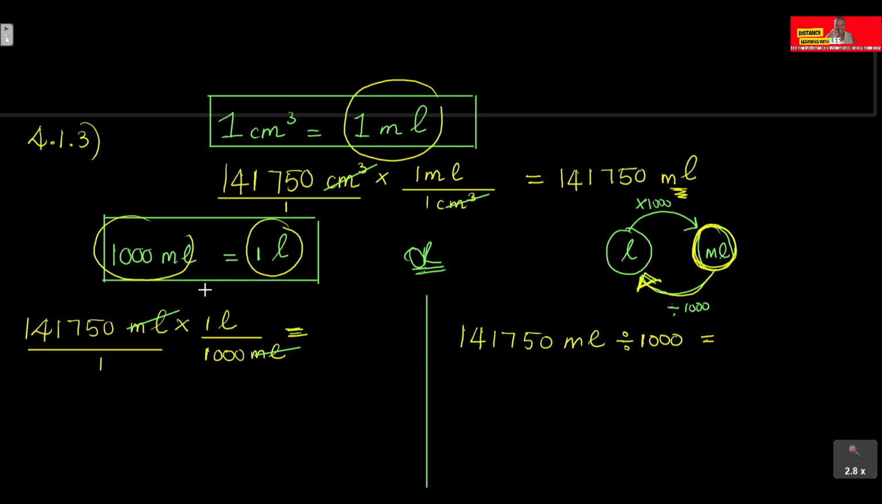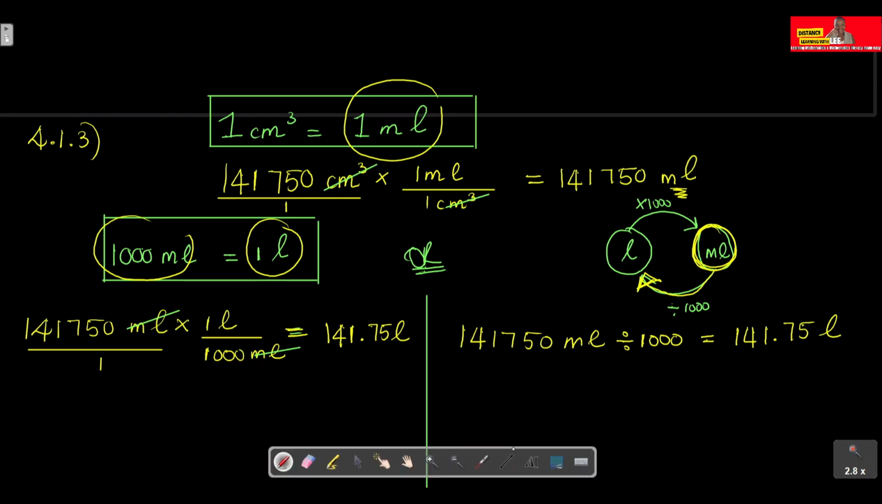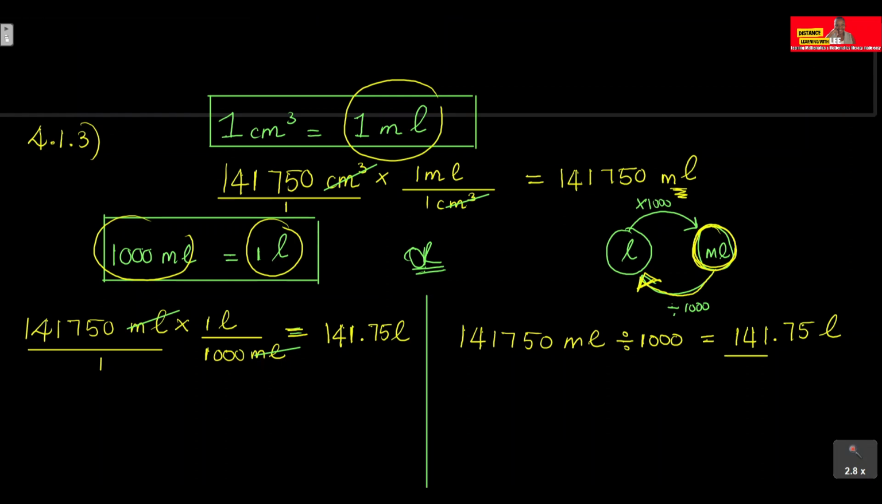Do you see that, guys? Because here we're dividing by 1,000, and here we're dividing by 1,000. If you take 141,750 times 1 over 1,000, it's the same as just saying divide by 1,000. So the answer is 141.75 liters.